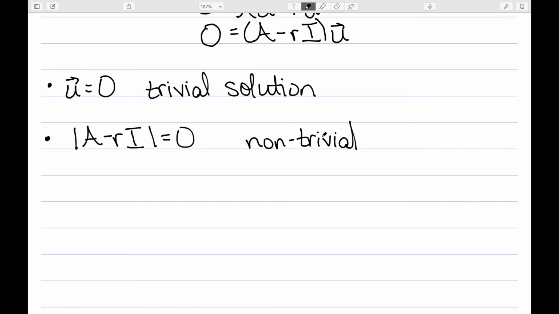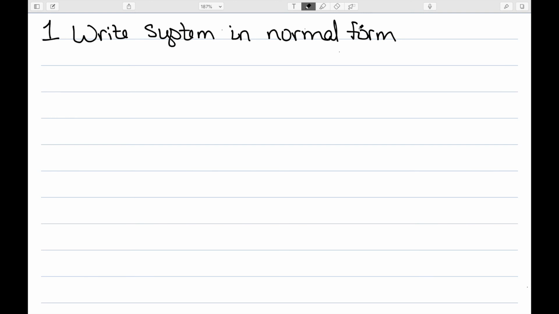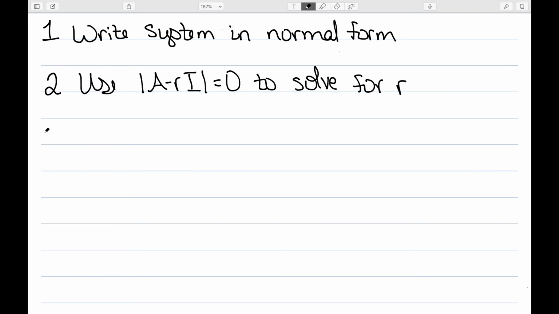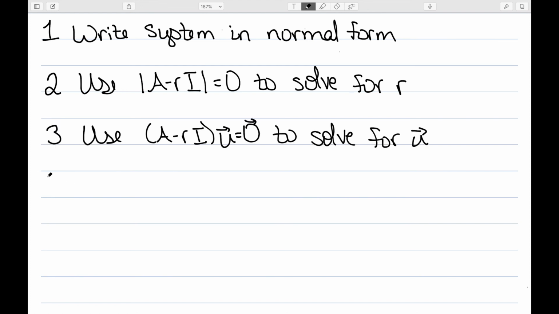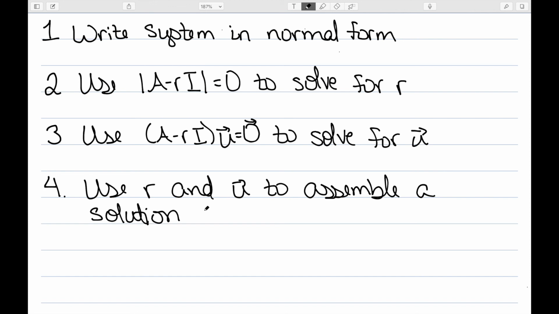So this is the basic idea of what it is that we want to do. Let's actually write this process out step by step. Our first step is to write the system in normal form. The second thing we're going to do, we're going to use the determinant of A minus rI equal to 0 to solve for r. We then use A minus rI times u equal to 0 to solve for u. Finally, we're going to use both r and u to assemble our solution.